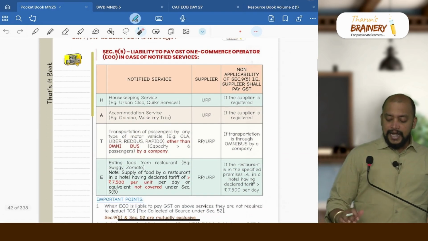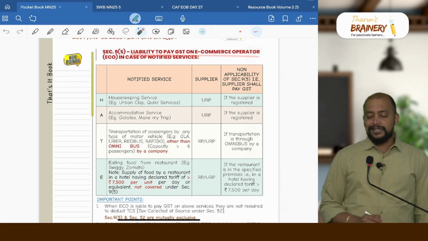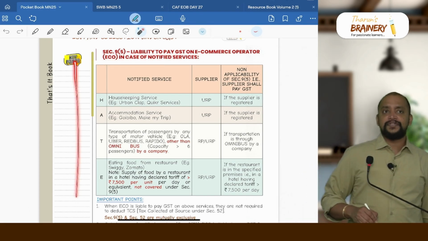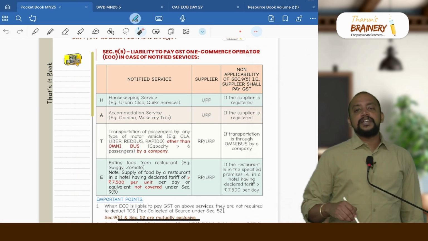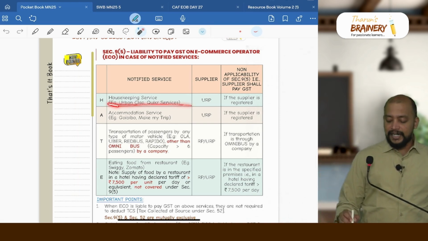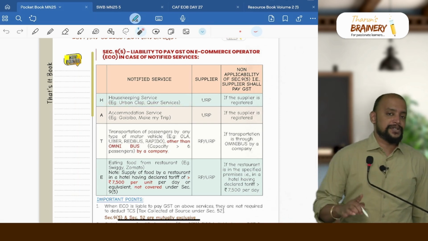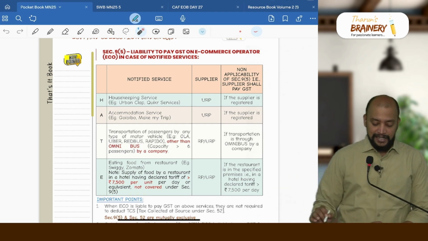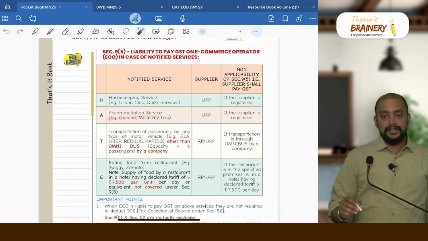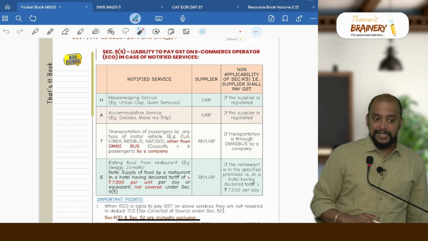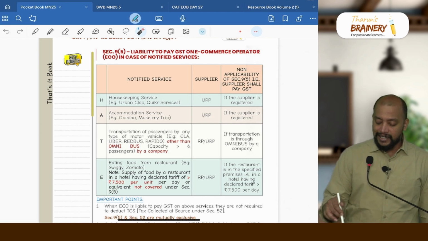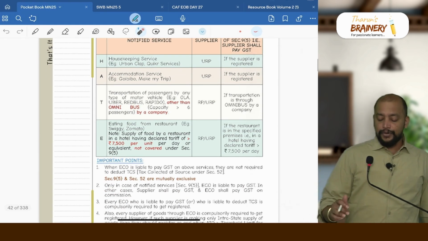Next one, 9 subsection 5, liability to pay GST on the e-commerce operator in case of notified services. For notified services, H is for housekeeping services, for example Urban Clap, Quikr etc., where the supplier should be unregistered. If the supplier is registered, it is not covered under 9(5), so the supplier only pays GST. A is for accommodation services, for example Goibibo, Make My Trip etc., where the supplier should be unregistered. But if the supplier is registered, then it will be covered under FCM. That is, the supplier only will pay GST.